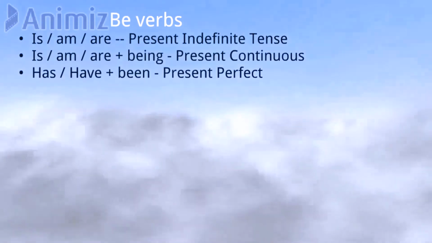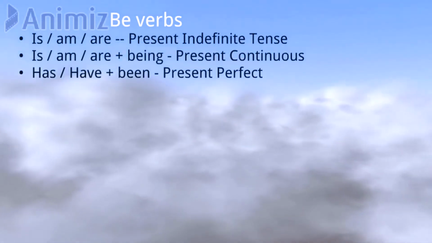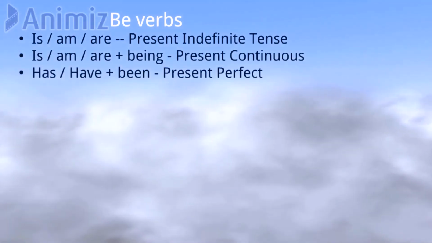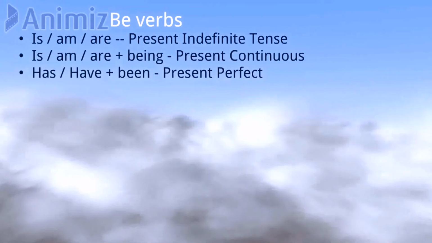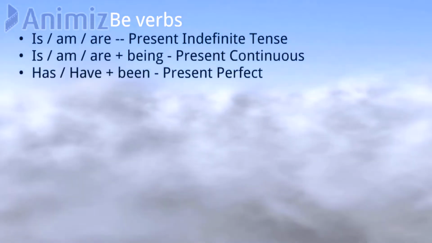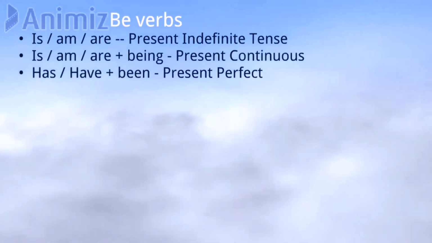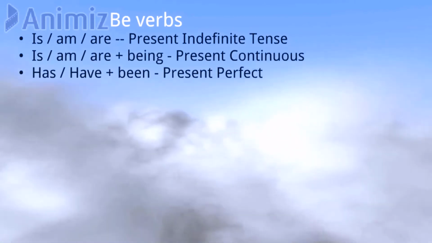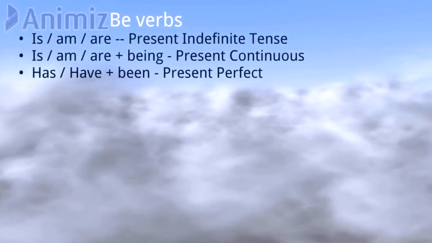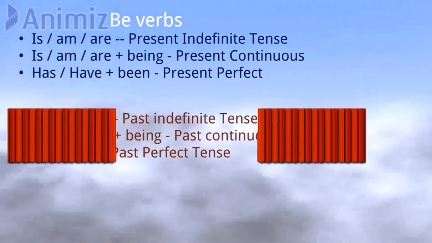If the sentence is in present perfect tense, then has or have will be already there. Which helping verb you will use along with that? Been. Then in past tense, if it is simple past tense or past indefinite tense, according to subject agreement, you will use was or were.